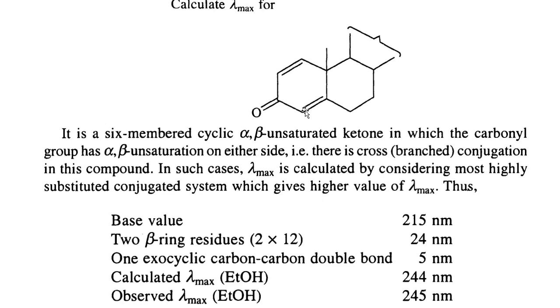See, it is the alpha position, it is the beta position, and this beta position has 2 alkyl substituents. So 2 beta ring residues contribute 2 into 12, a total of 24 nanometer as the increment. This double bond is an exocyclic carbon-carbon double bond with respect to this ring. It is projected outside this ring, so it is an exocyclic double bond. This will contribute 5 nanometer as the increment. Thus, the total calculated lambda max will be 244 nanometer for this molecule.